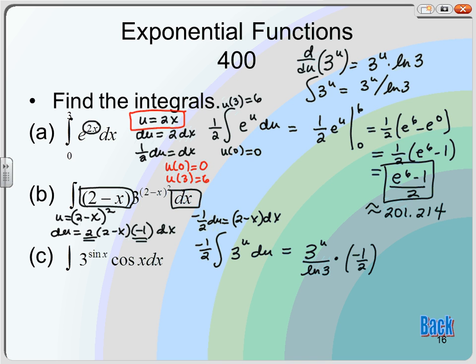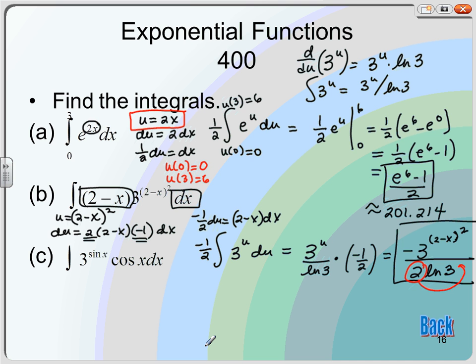So what's left? It's negative 3^u, which is 3^(2 minus x) squared, divided by 2 natural log of 3. So I can leave it like that. Or if it was a multiple choice question, just remember that the 2 can also be pulled up with a power. So if you have natural log of 9 on the bottom, that's the same thing.